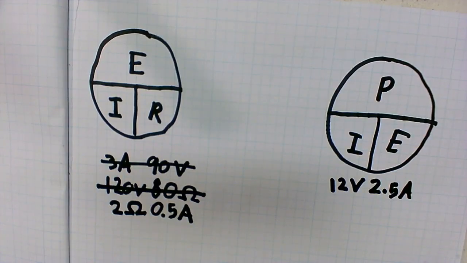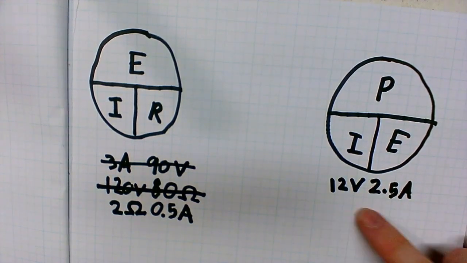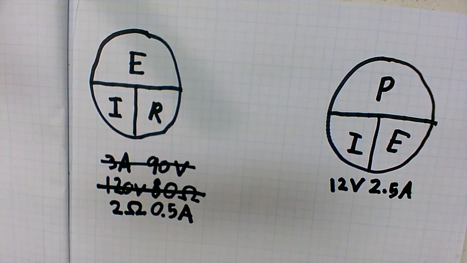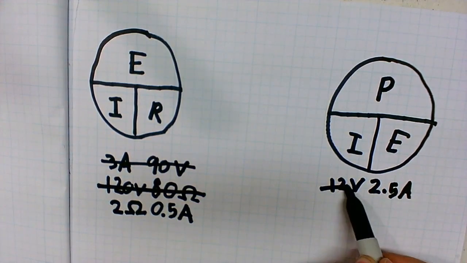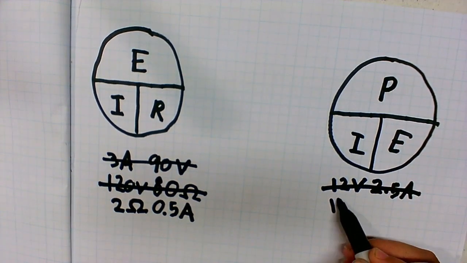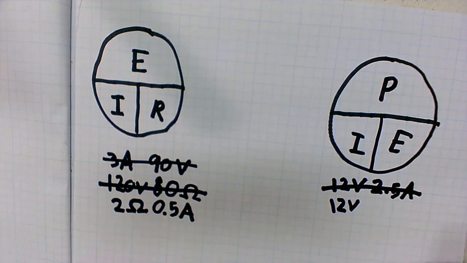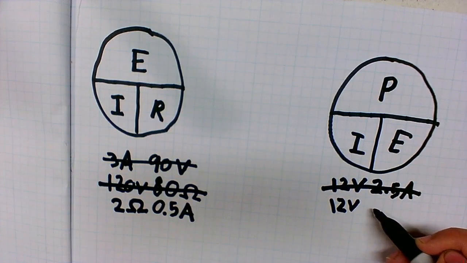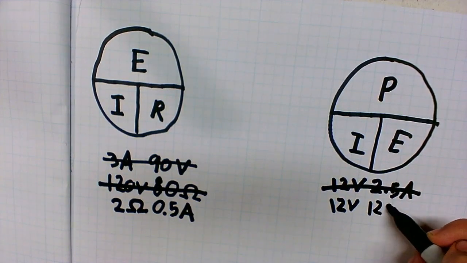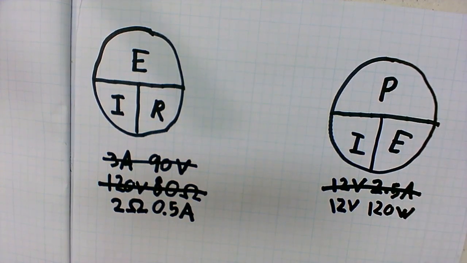Which one are we using? Let's just put it here, okay? So we'll cross off our other one, because we're not using that one. And they gave us 12 volts again. So they're still using that car battery. And now they gave us 120 watts. What is watts a unit for? Oh, it's for power. Right.